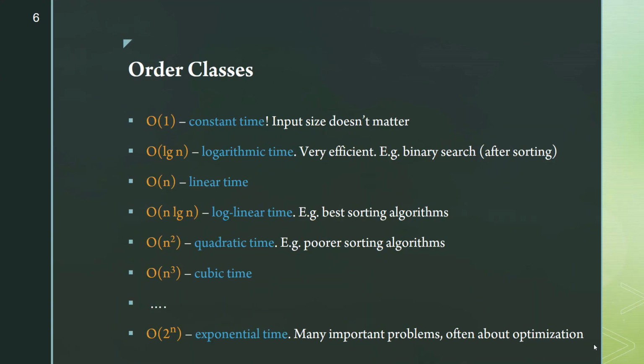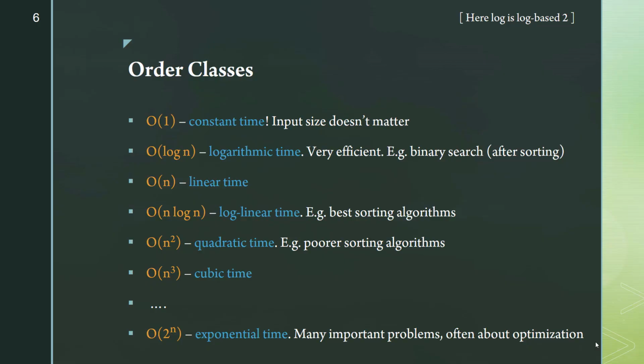Here is a list of some order classes. These classes are labeled using big O notation. All algorithms fall into one of these order classes. All algorithms within a single order class, let's say big O of n squared, grow at the same rate. They are not identical, but the nature of all of these algorithms in the same complexity class is the same. A quick note about log. Here, log is log base 2. So big O of log of n is really big O of log base 2 of n, and so on.